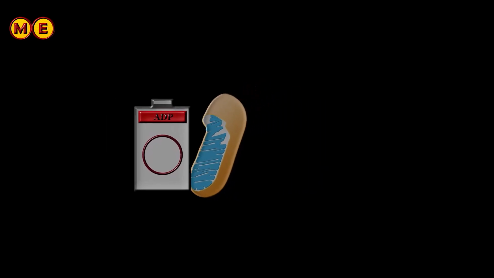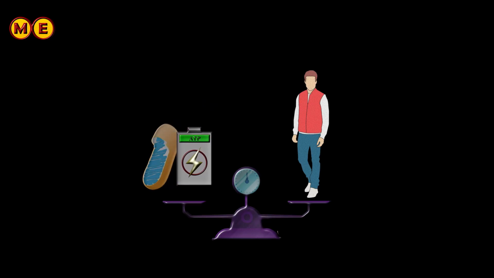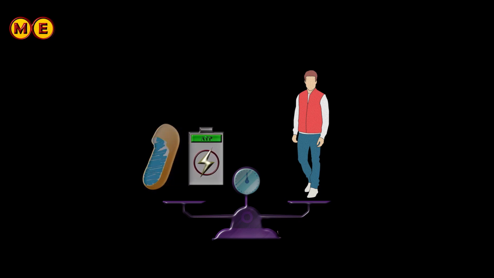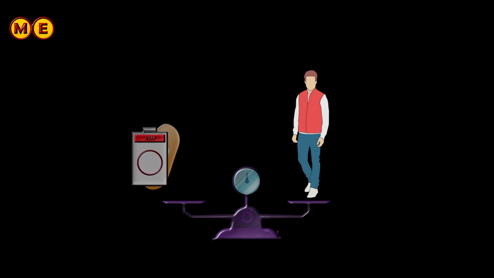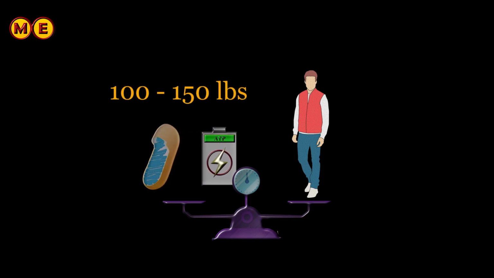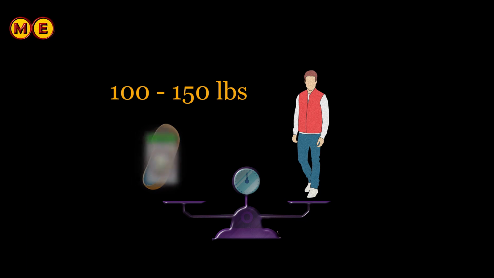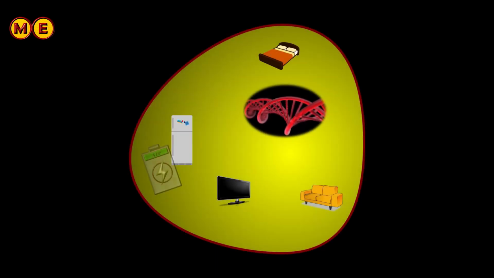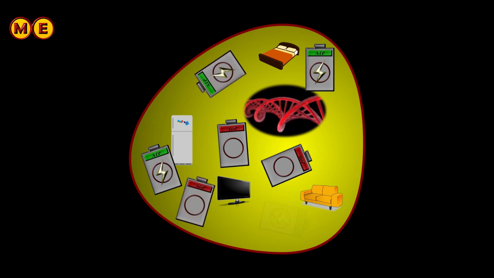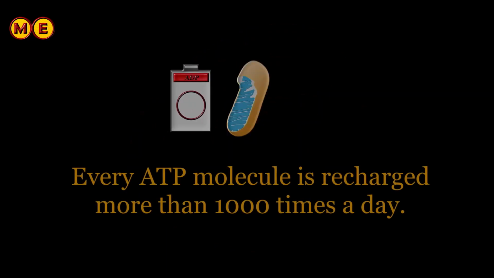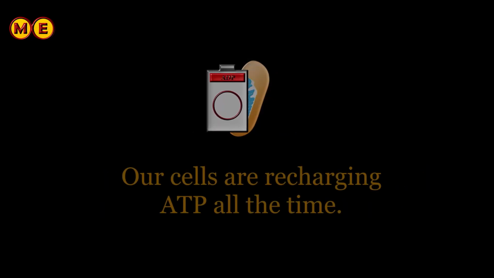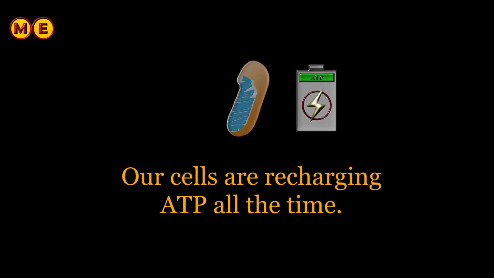Joe recharges his batteries very often because he is always very busy and uses a lot of energy. And if we gather all the ATP our cells use for just one day, we will see that the ATP mass will be approximately equal to our body mass. It is estimated that a normal-sized person uses between 100 and 150 pounds of ATP a day. So those ATP batteries are big. They take a lot of space, and Joe is tiny, he doesn't have so much space for batteries. That's why every ATP molecule is recharged more than 1,000 times a day. And that means that Joe is recharging ATP all the time.